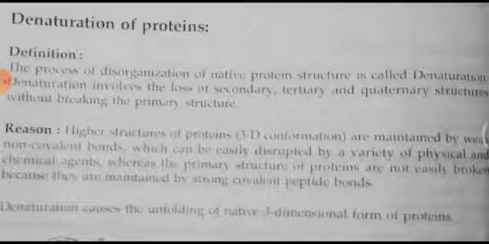Reason: higher structures of proteins are maintained by weak non-covalent bonds, as we just discussed. Hydrogen bonding, van der Waals forces, ionic bonding, hydrophobic bonding, which can easily be disrupted by a variety of physical and chemical factors and agents, whereas the primary structure of proteins is not easily broken because it is maintained by strong covalent bonds. Primary structure has strong covalent bonds, whereas secondary, tertiary, and quaternary have weak bonding forces, hence they can be easily destroyed. Denaturation causes the unfolding of the three-dimensional form of proteins.